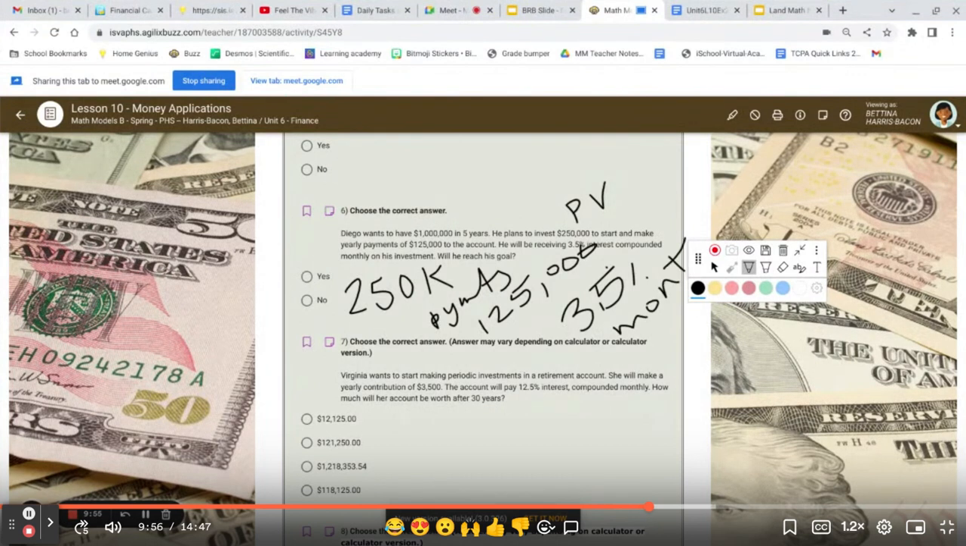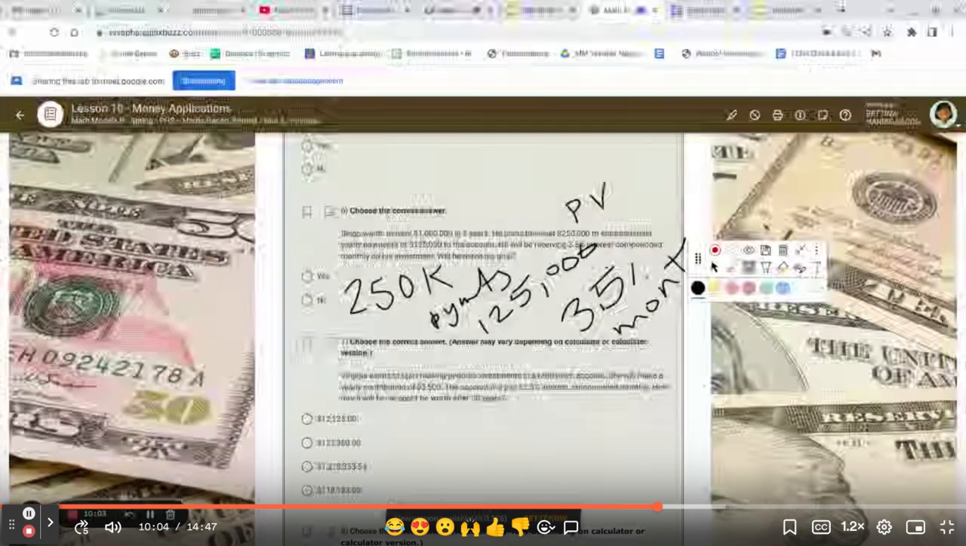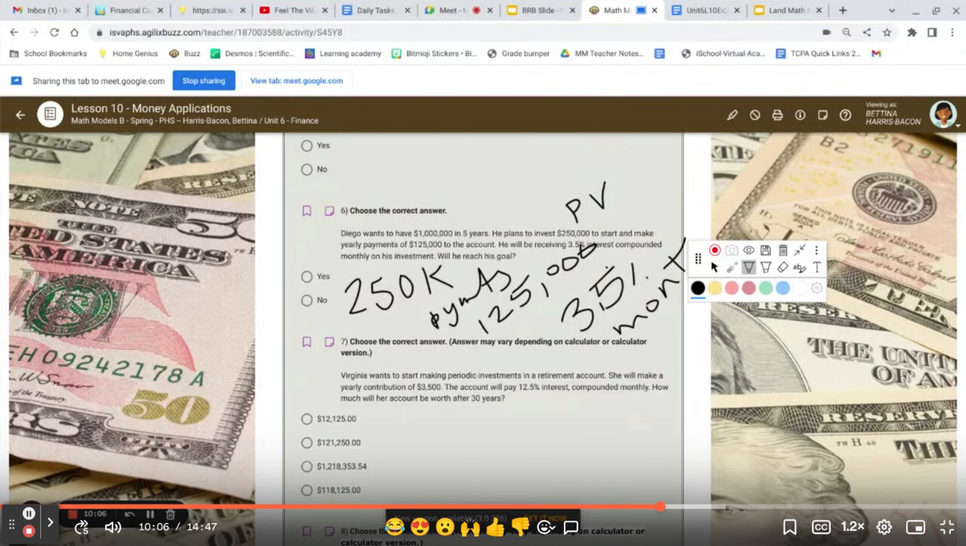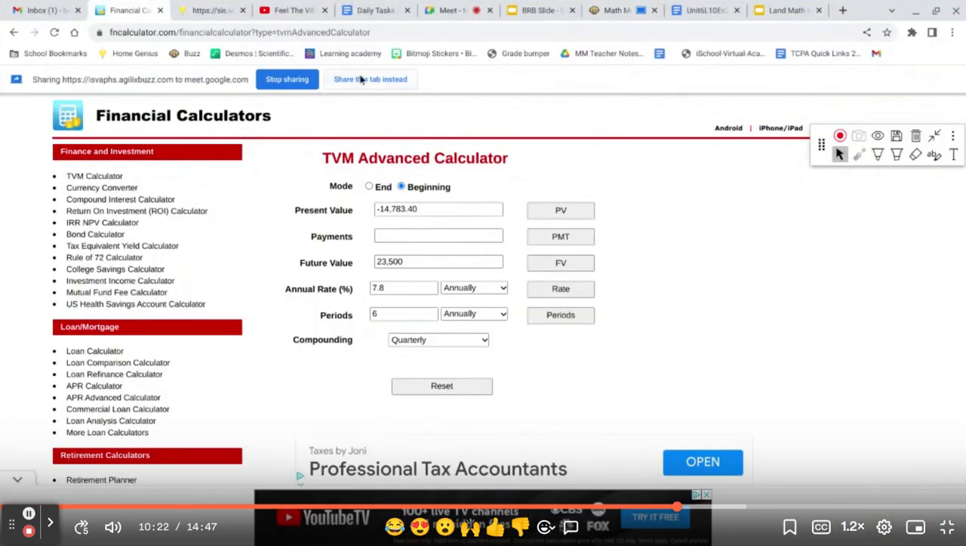Okay. Oh my gosh, my handwriting looks horrible on here, and it's really not that bad. I may try to zoom in. All right, so there's my information. We're going to put it in. So he's going to start with $250,000. He's going to make payments of $125,000. And remember, that's yearly. His interest rate is 3.5, and he's going to go monthly. So let's go over here to our calculator.